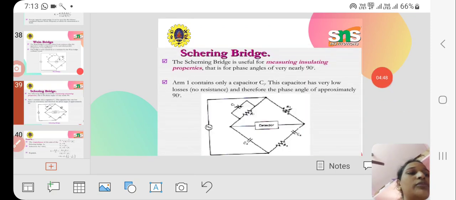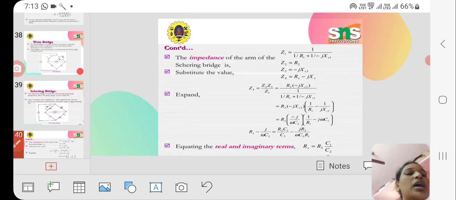So with this, we come to the end of this video. We have seen the Schering Bridge, which is used for measuring capacitance and insulating properties, and we have seen the construction of the Schering Bridge. We have discussed the derivation part, which includes the measurement of unknown resistance and unknown capacitance value, and finally we have seen the measurement of the dissipation factor and the advantages.